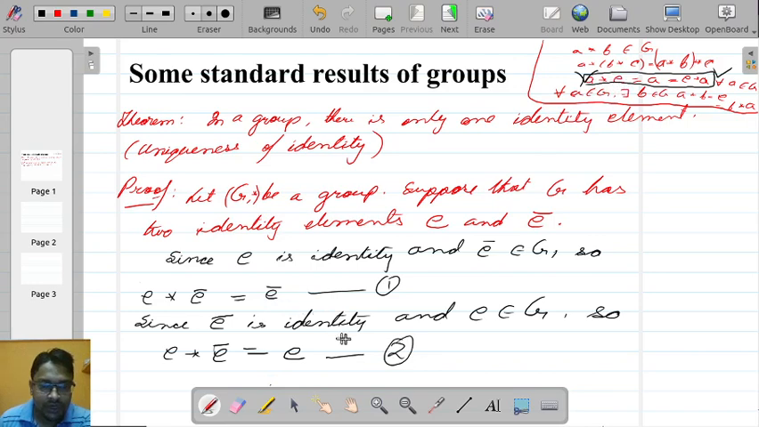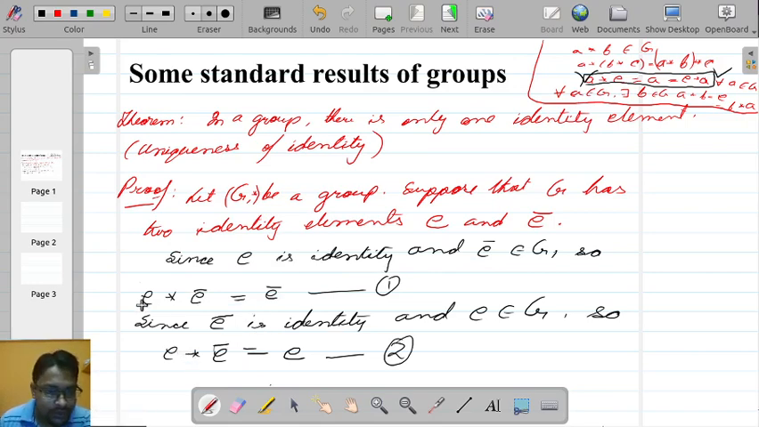Okay, right? So from 1 and 2, what do you see? Oh, sorry. What did I do? E bar is identity and E belongs to G. E is identity and E bar belongs to G. So E star E bar will be equal to E bar, right? And yes, it's okay, E star E bar.